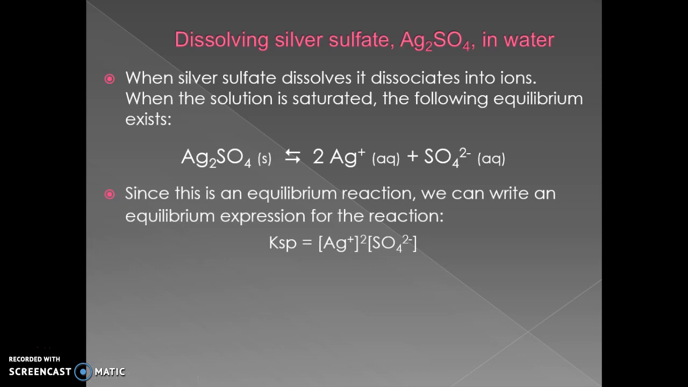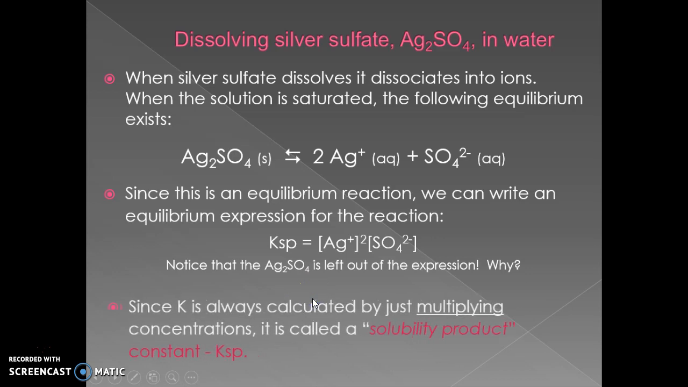So again, since we can establish equilibrium, we can write an equilibrium expression. We can say that Ksp is equal to, so now reactants on the bottom, products on the top. This is a solid, so it's not in the dissociation equation at all. We only have the two ions. We've got to square silver because there's two silver ions. So this is really the equilibrium expression for the dissolving of silver sulfate in water. Again, notice that silver sulfate is left out because it is a solid.